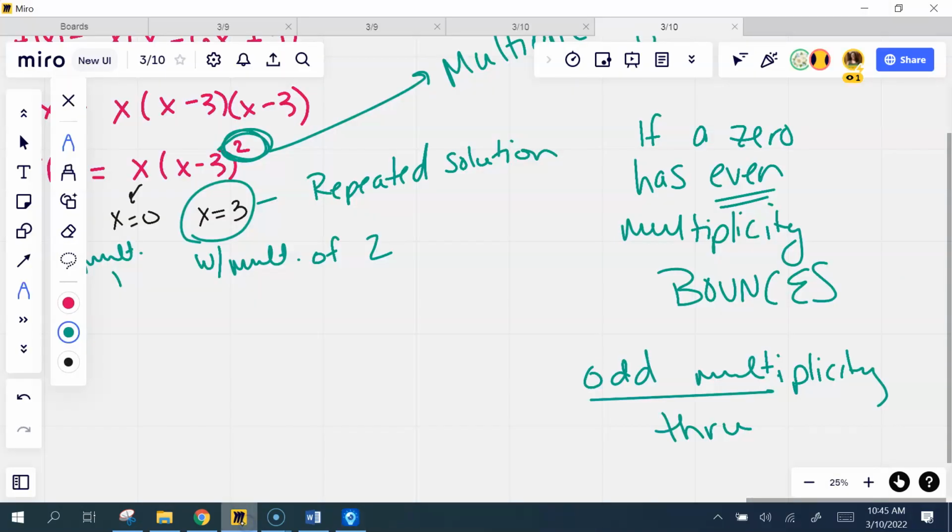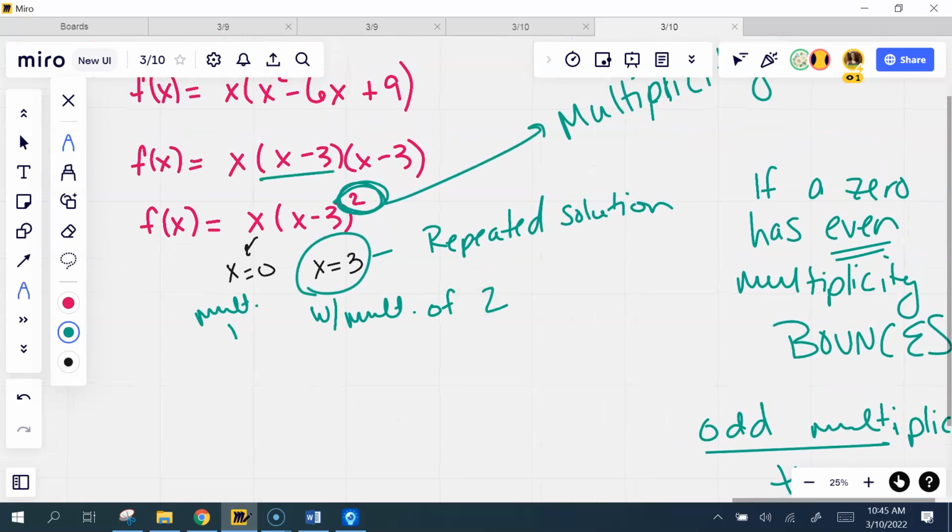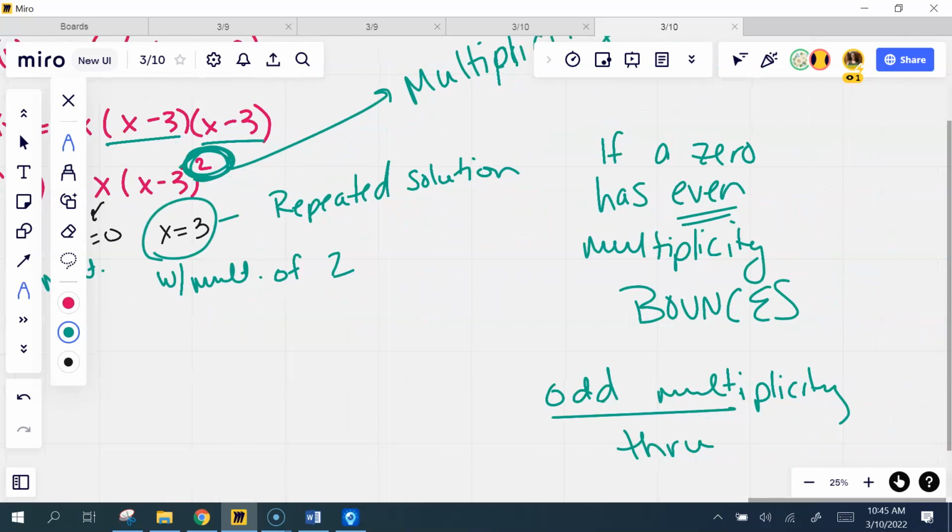So this is the same thing as it being in there twice. The multiplicity is how many times it's in there, right? So it's 2. So that would be the multiplicity. Does that make sense to everybody?